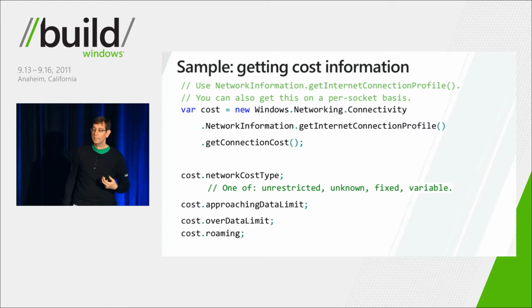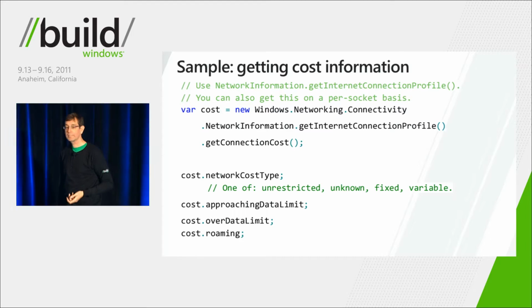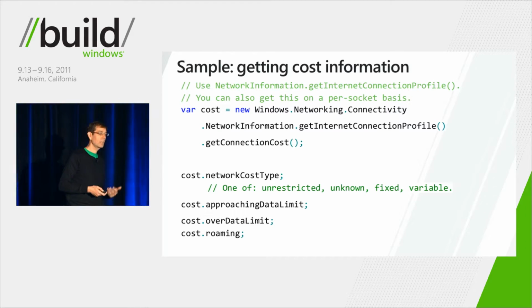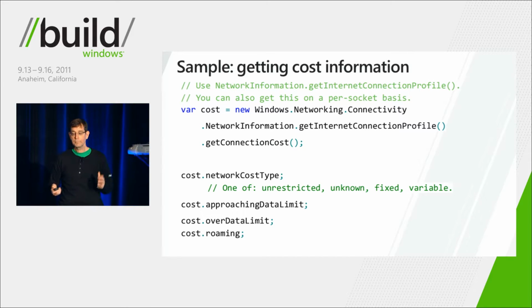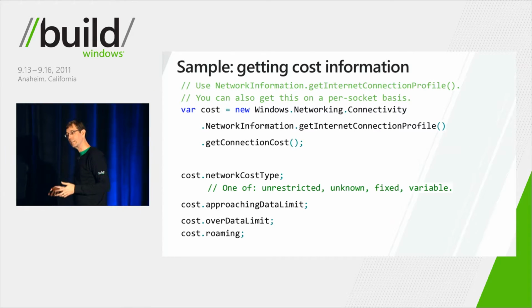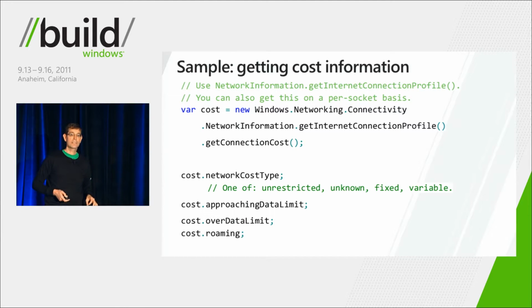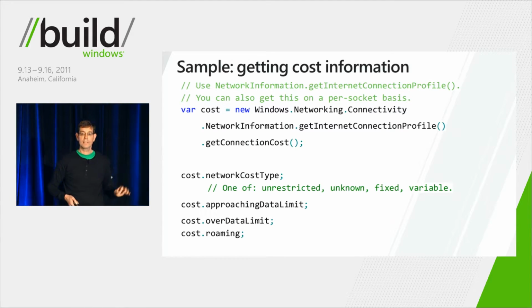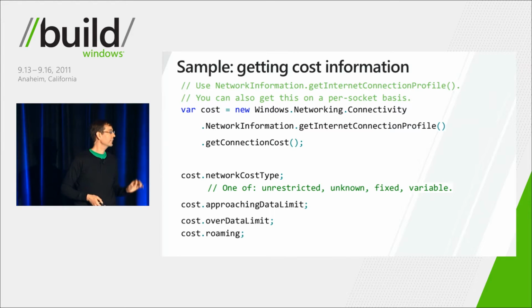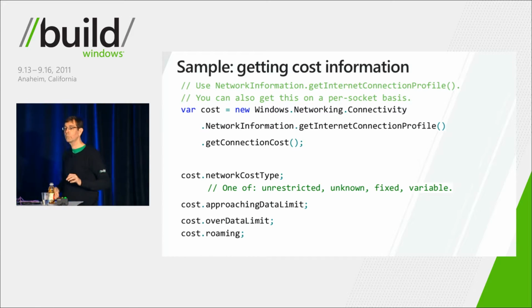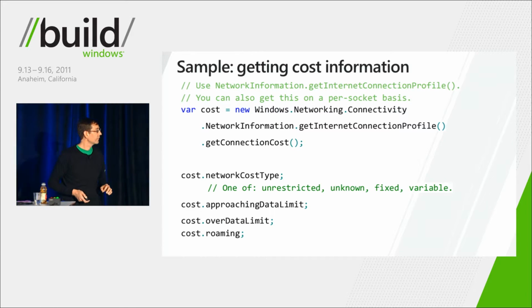And there's 4 different types. One is unrestricted. The unrestricted type means that there's no particular cost associations with using that connection. Unknown is a transient state. You're unknown only as long as we have not identified your network. By the time we've identified your network, we will know what the correct cost information is.